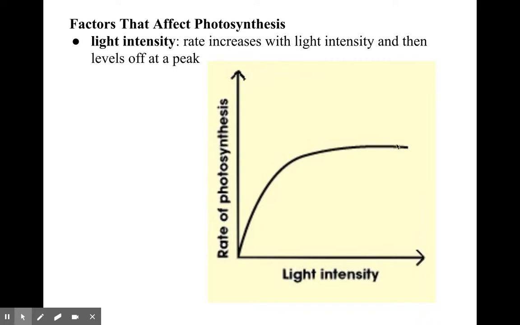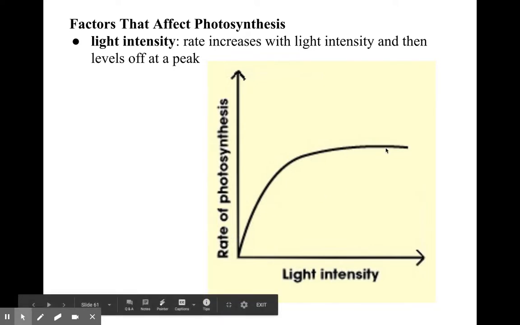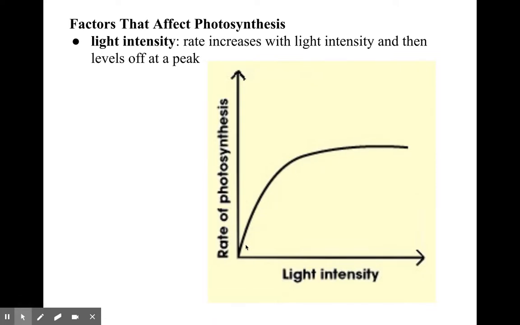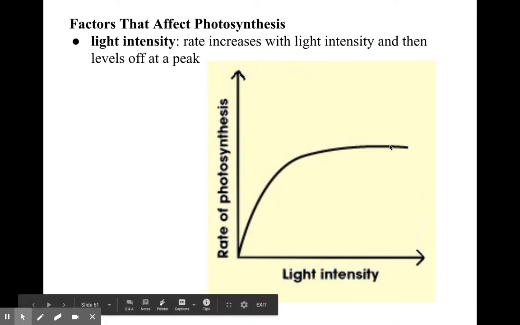And that's because you have a maximum number of chloroplasts in the plant. You have a maximum number of photosystem 1 and photosystem 2. So they can only work so fast. But the more light, you can get more of them activated, right? More chloroplasts activated, more photosystems activated. So you would be increasing the rate until you maxed out. And then that's about it.